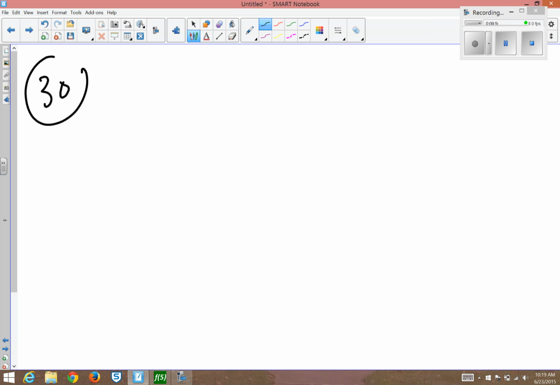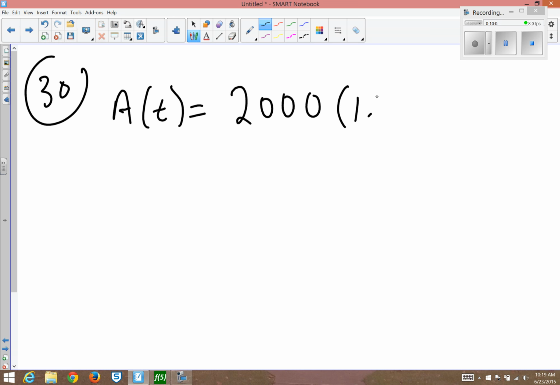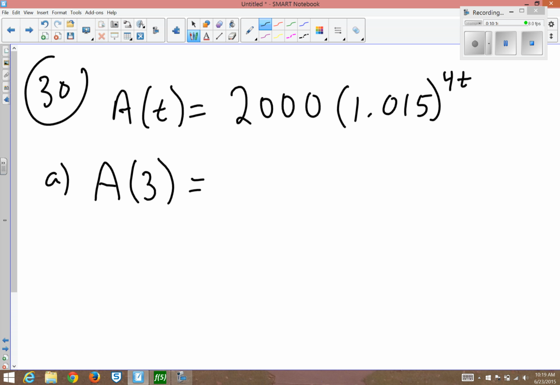Exercise 30 says A of t equals 2,000 times 1.015 raised to the 4t. 4t is the exponent. Part A says find A of 3, which just means replace t with 3. If I replace t with 3, this exponent becomes 12.